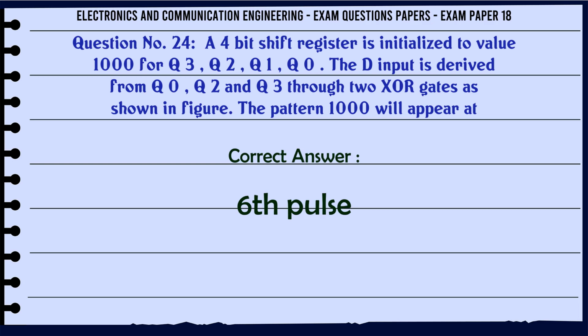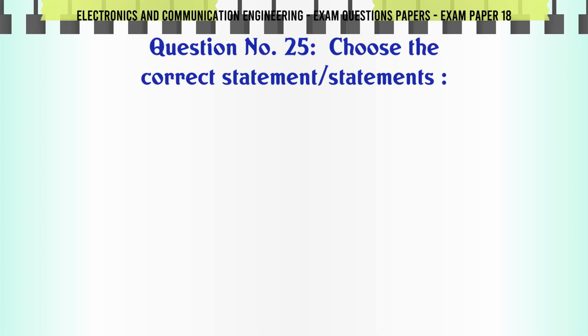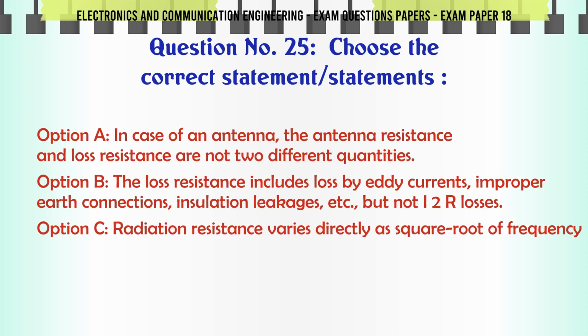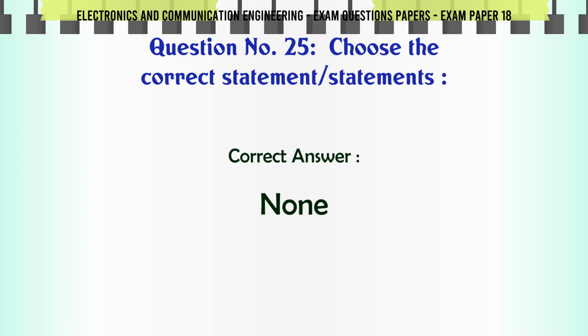6th pulse. Choose the correct statements. A. In case of an antenna, the antenna resistance and loss resistance are not two different quantities. B. The loss resistance includes loss by eddy currents, improper earth connections, insulation leakages, etc., but not I2R losses. C. Radiation resistance varies directly as square root of frequency. D. None. The correct answer is none.